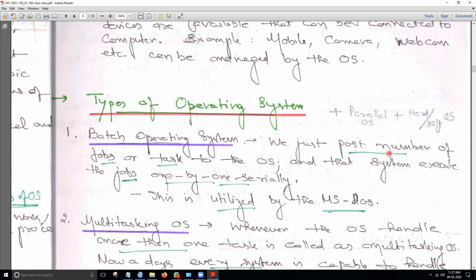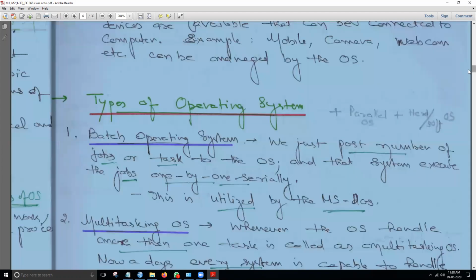So inside the computer, what is there? The CPU is there, the operating system is there, and memory is there. Thereby, this batch operating system has an ability: the operating system will decide which process has to pass, and thereby the process is executed. We just post the number of jobs and tasks to the operating system, and the system executes the jobs one by one serially. This answer is only for understanding, but when you want to write the answer, you have to write it in a proper way. I have put it across in my notes.